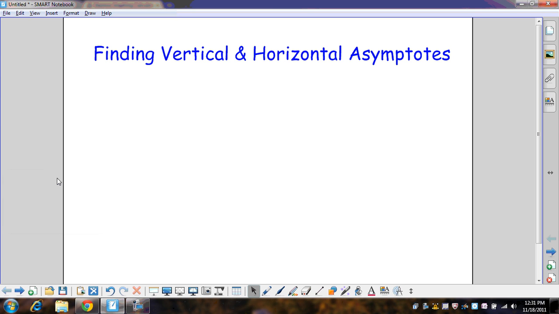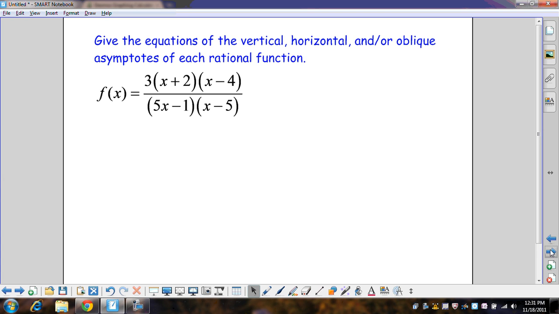Okay, guys, today we're going to talk about how to find vertical and horizontal asymptotes. In particular, this question right here, where it says, give the equations of the vertical and horizontal and/or oblique asymptotes of each rational function. Again, in this case, we're going to focus on the vertical and horizontal. Later, we'll talk about how to find oblique. Remember, oblique is also called a slant asymptote.